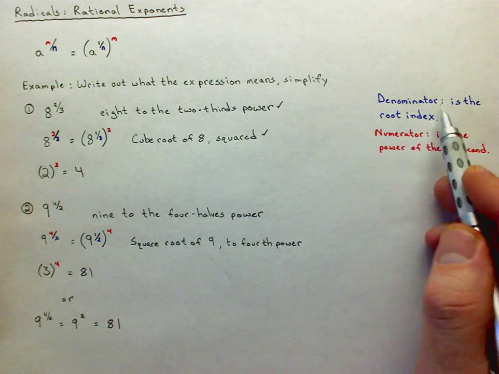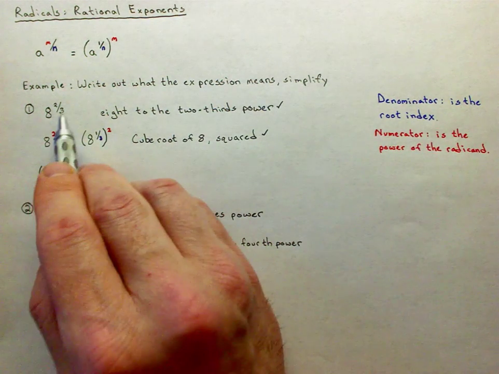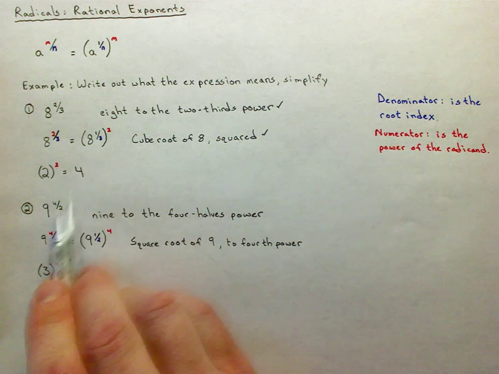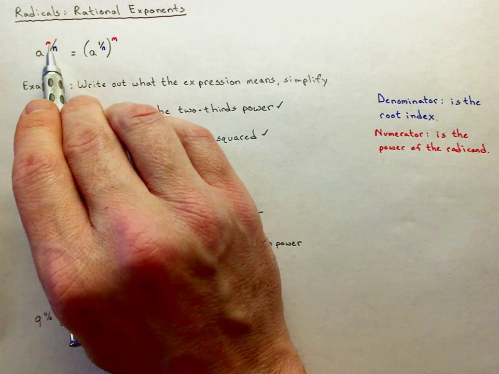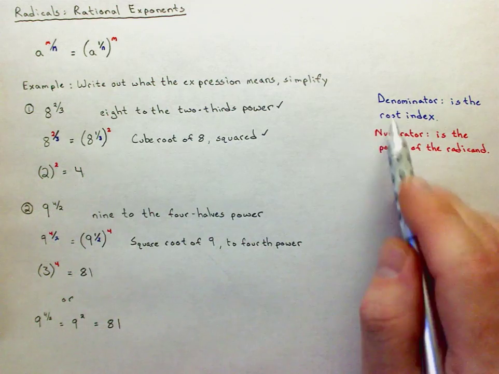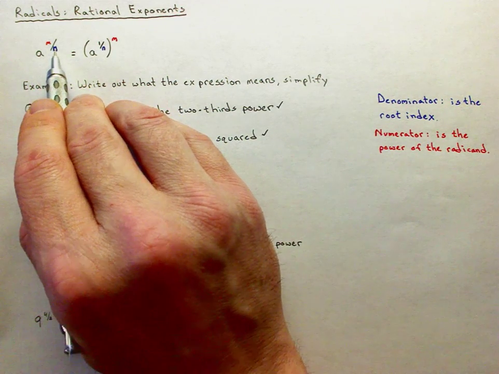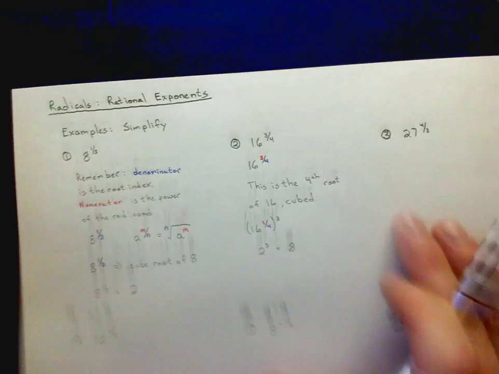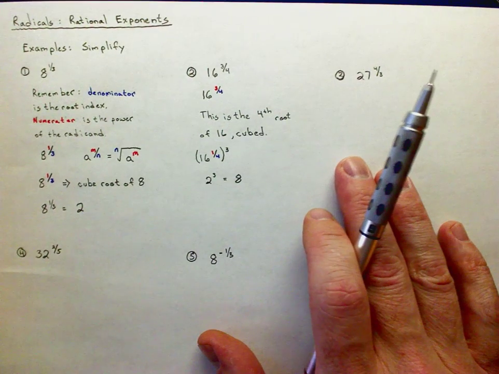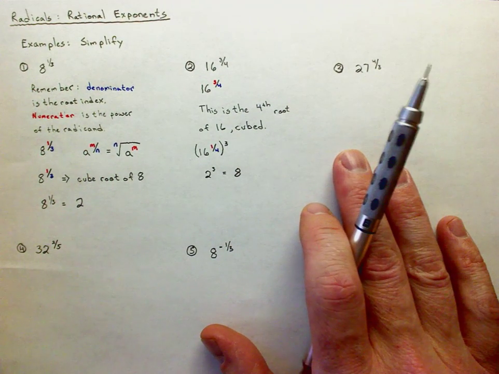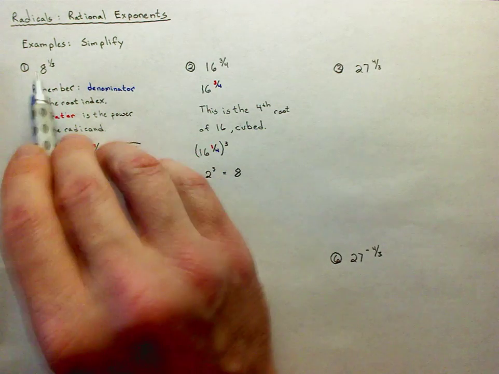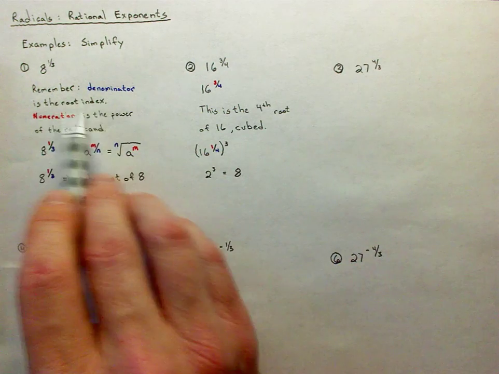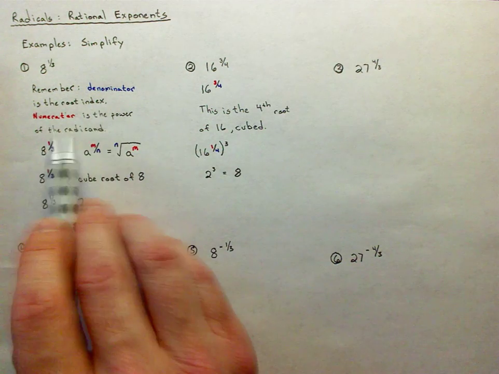Please remember, the denominator is the root index. Your denominator is the root index. Your numerator is the power of the radicand. Numerator, and these deal with your rational exponent. Numerator, denominator. So let's look at some examples. In these examples, we're going to simplify the radical expression or the exponential expression. 8 to the 1/3 power. Remember, your denominator is the root index. Your numerator is the power of the radicand.